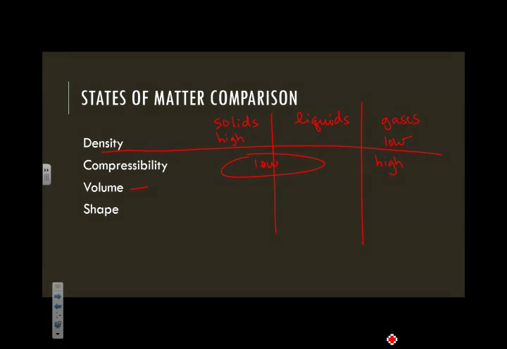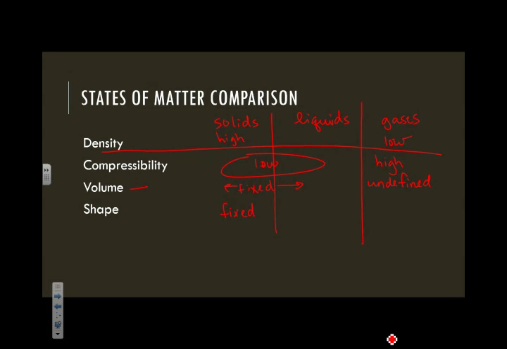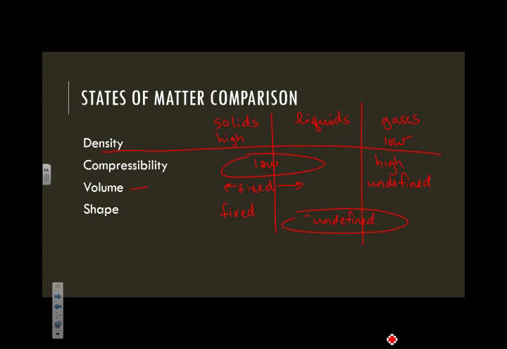Volume, solids and liquids end up with fixed, or defined, volumes, and gases end up with undefined volumes, which correlates to the compressibility, the fact that you can change the volume by squishing the particles closer together. Shape, we know that solids have a fixed shape, but liquids and gases both have undefined shapes. They take the shape of their container.